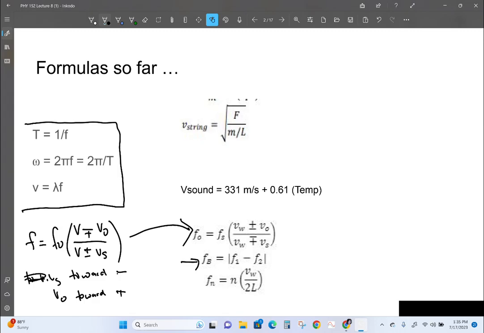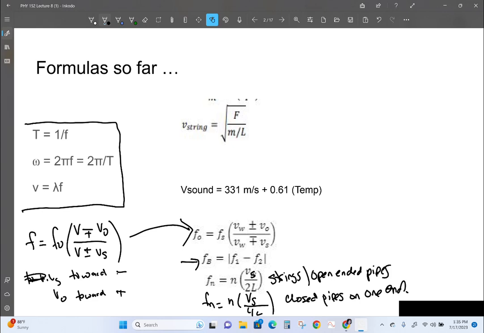And then you need to know how to find the beat frequency. You need to know how to find this for strings and open-ended pipes. And then for a pipe that's closed on one end, this should be V of the sound all over 4L. And then, of course, we're going to use 331 unless I give you something different. And this is the velocity of a wave on a string, which we would use for stringed instruments.